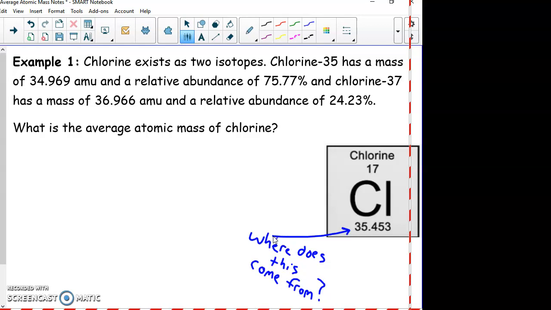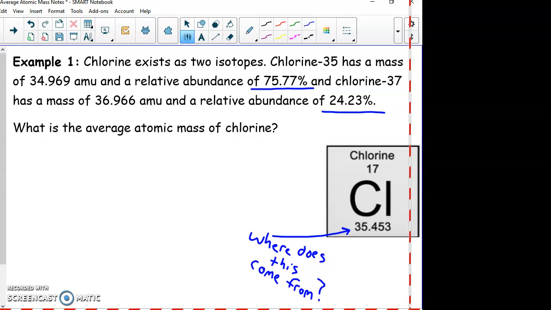So what this tells us is we have two possible versions of chlorine. They have different masses. And when we look at their relative abundances, all this really tells us is, hey, 75.77% of all the chlorine in the universe weighs about 35 units, whereas 24.23% of it weighs about 37 units.